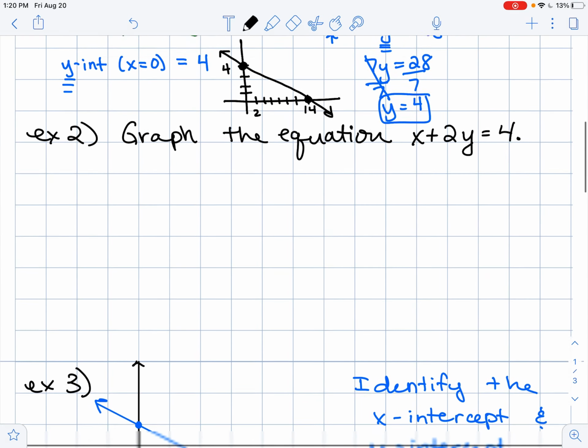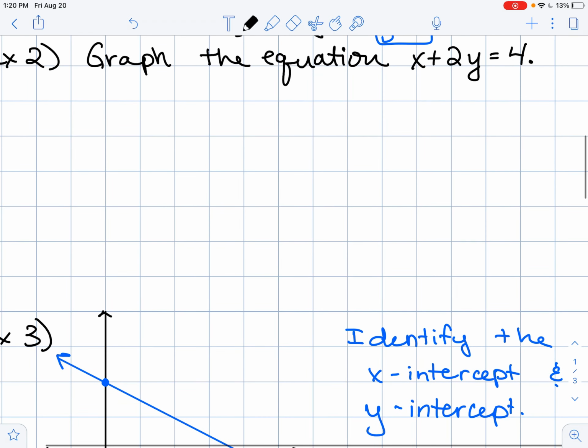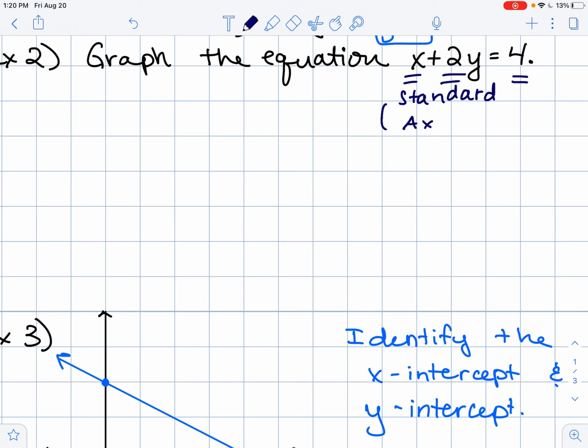Okay, how about this one? If I'm graphing the equation, now remember, this equation is not in one of those forms that we like to see. It's in what we call standard form. Remember, standard form is ax plus by equals c. So it's not in point slope form, right? It's not in that form that we want to use. It's not in slope intercept form, it's in standard form. Well, the easiest way to do this is to find the x and y intercepts.